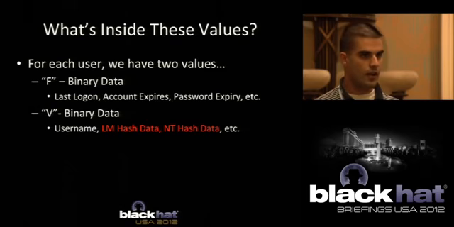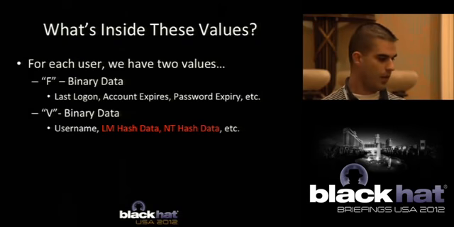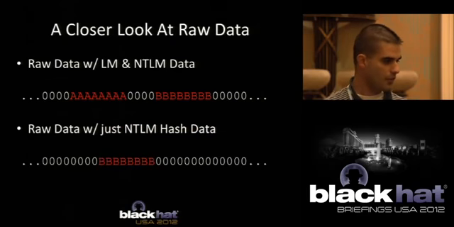The V key is where we want to play though. It has the username and it has the LM hash data and NTLM hash data. And like I said, that's not the actual hashes, it's just the data that we need to extract to pass through mathematical algorithms to get the actual LM and NTLM hashes. So all right, cool, we figured that out.